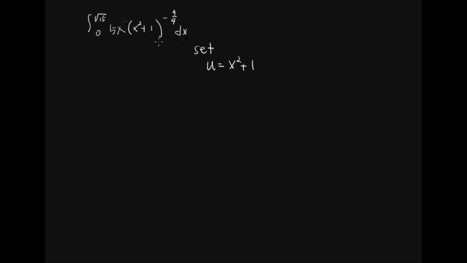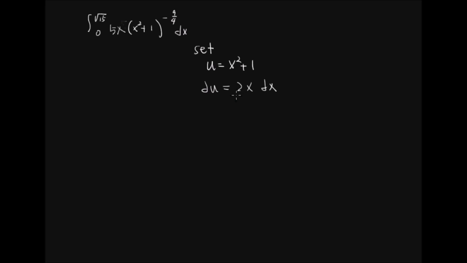So first step, we set x squared plus 1 equals u, and then we take the derivative on both sides, left side and right side. So on the left, taking the derivative of u, it's du, and on the right side, the derivative is 2x dx. Then we are going to replace the dx later on by solving for dx.